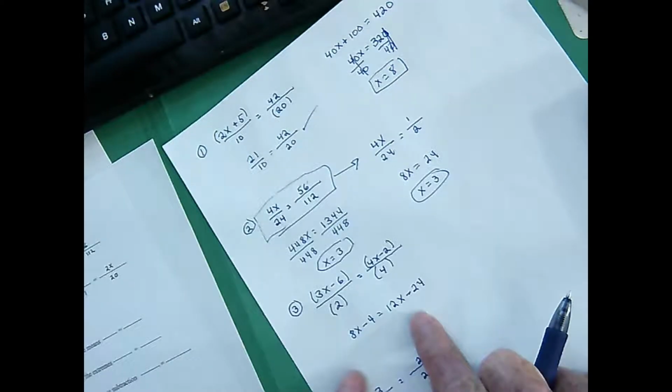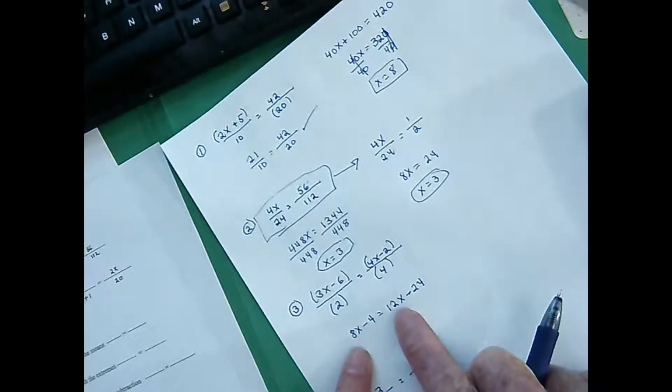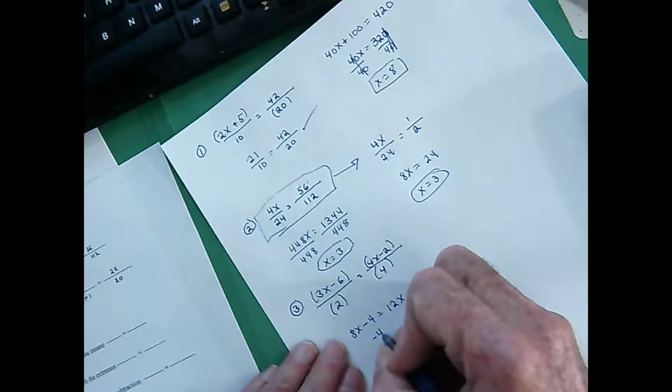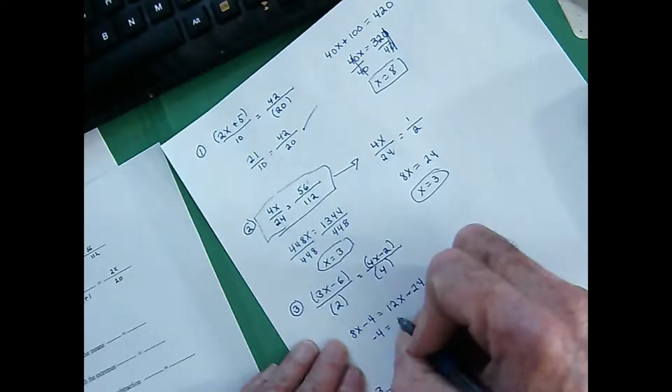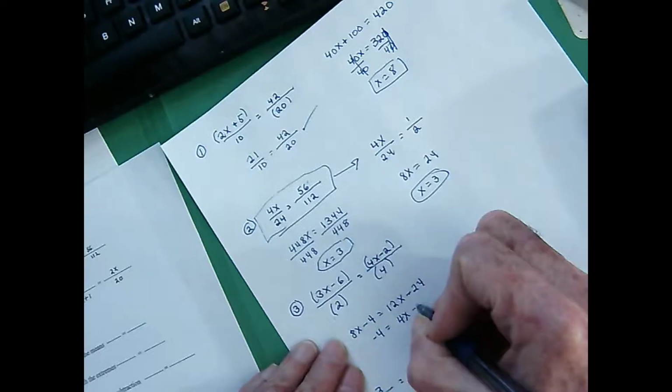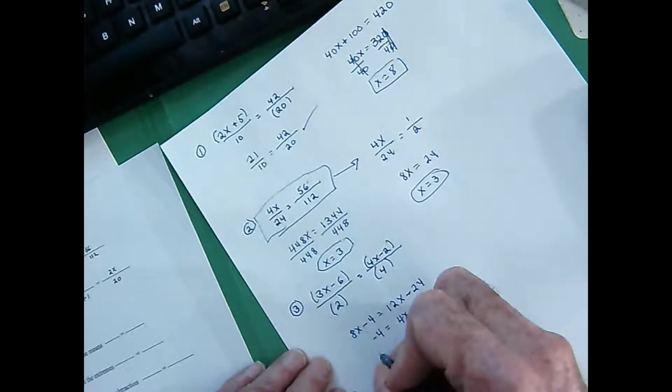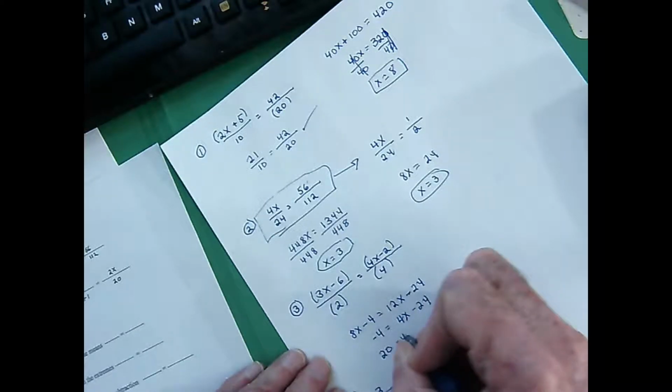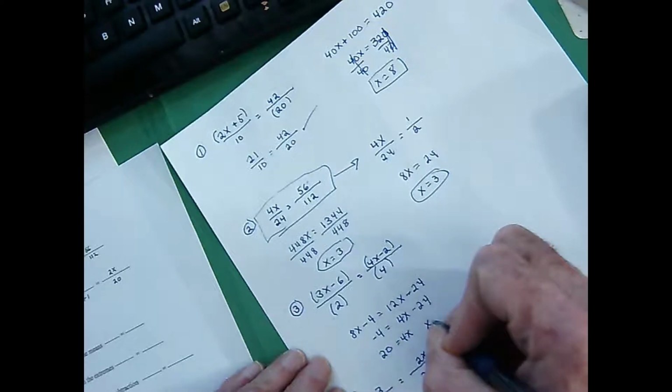Let's solve this. I got 8x on one side and 12x on the other. I'd subtract 8x from both sides. That would leave just negative 4 here. When I subtract 8x from both sides, I got 4x there, minus 24. I'm going to bring that negative 24 to the other side, and I get a positive 20 is equal to 4x. Divide both sides by 4, and I'm convinced that x is equal to 5.